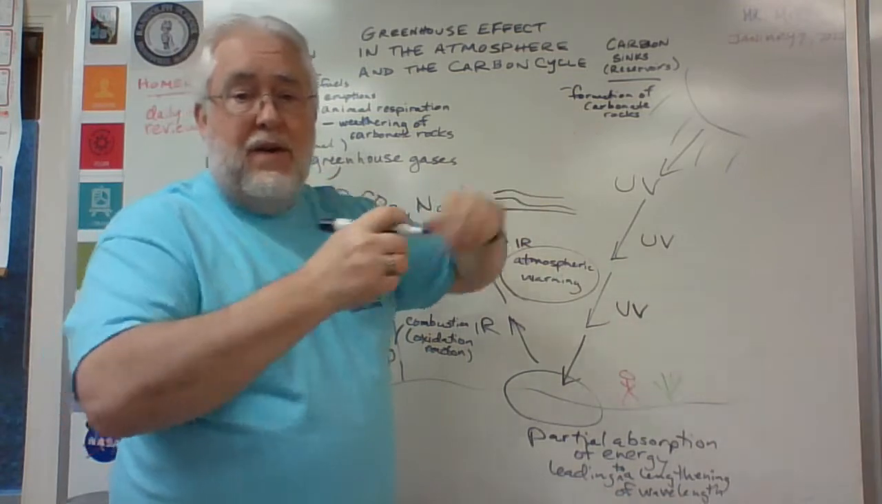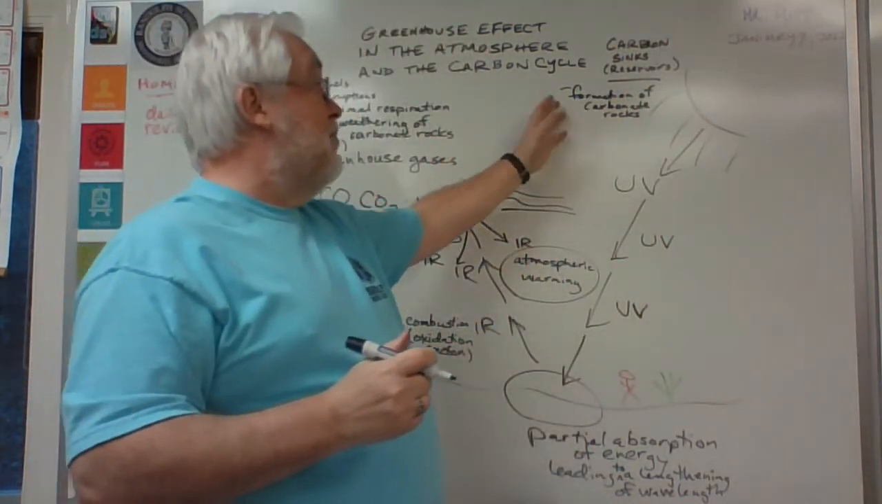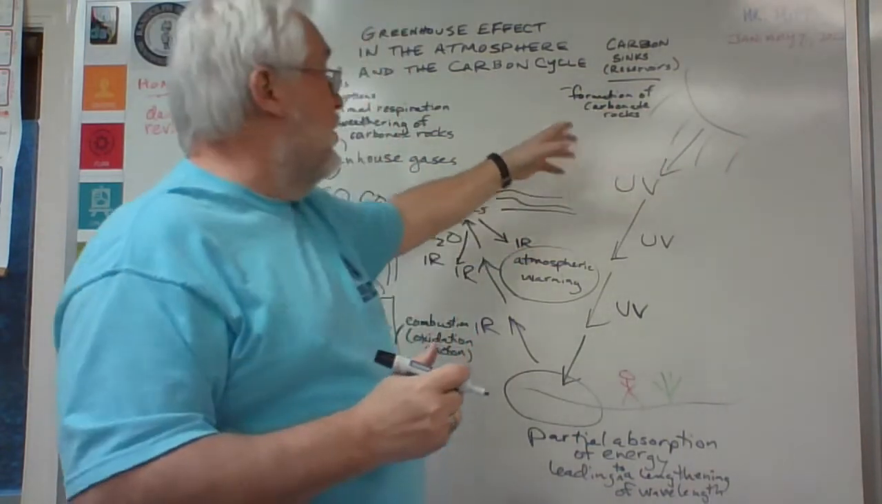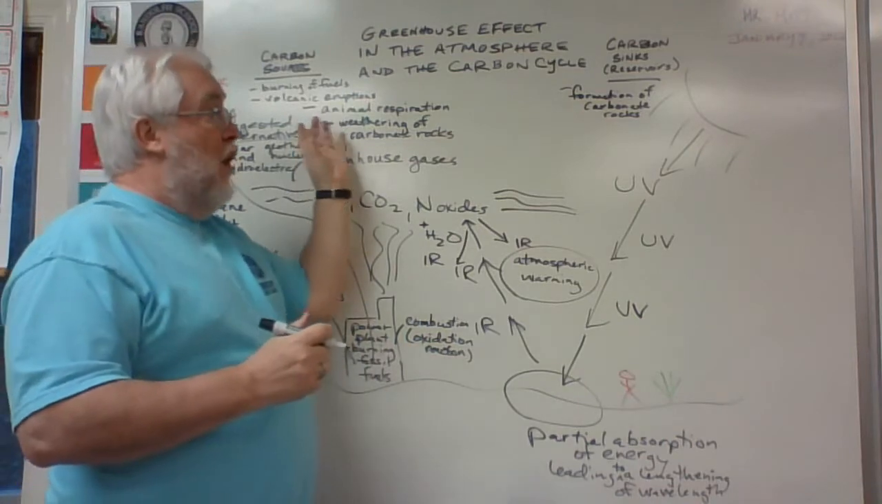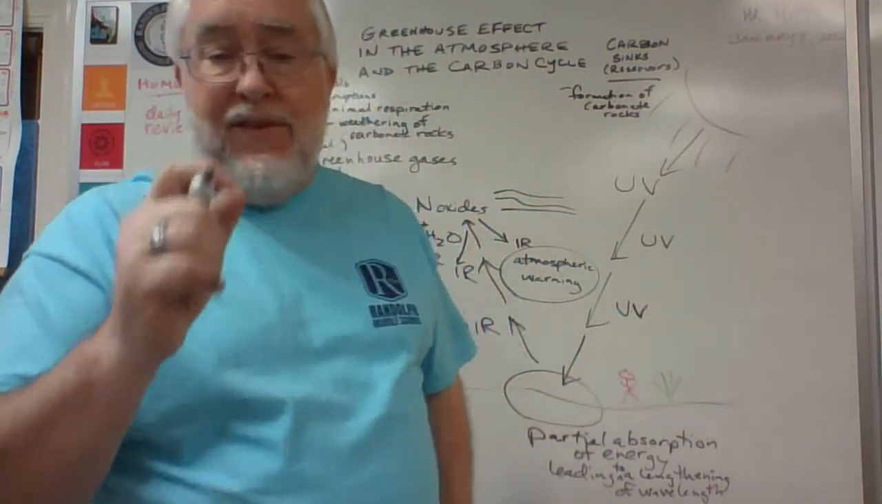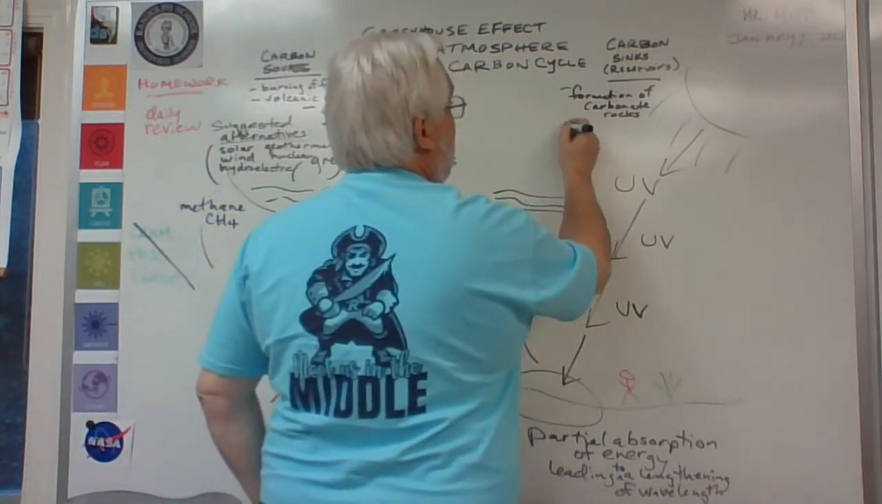But as they weather, they would be putting carbon dioxide back into the atmosphere. So carbonate rocks, if they're forming, would be a carbon sink or reservoir. If they're weathering, they would be a carbon source. And there are lots of these limestones, lots of carbonate rocks around our planet.